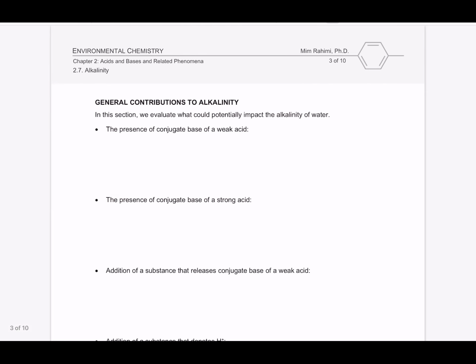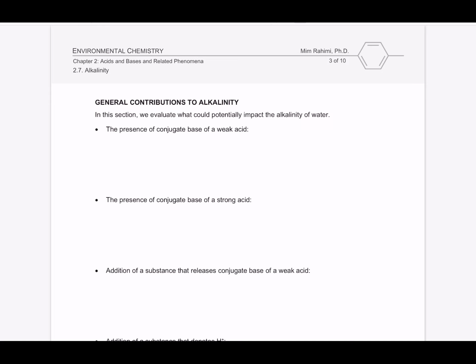So now a little bit of a qualitative description of what contributes to alkalinity. For example, if we have a specific type of species, does it impact alkalinity or not, and if it does, how, increasing or decreasing, basically.